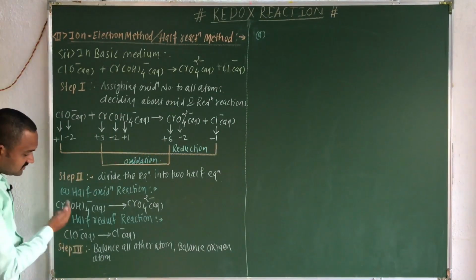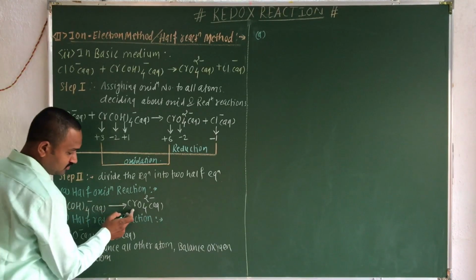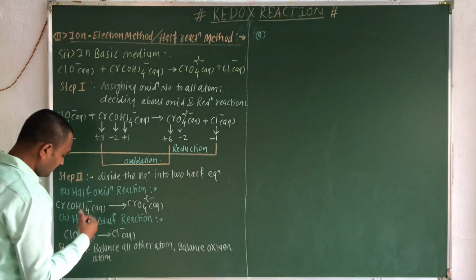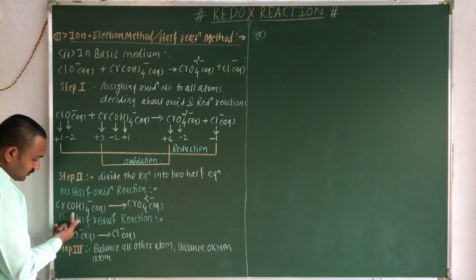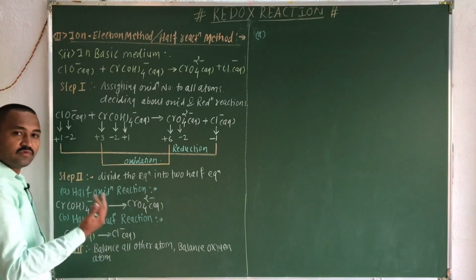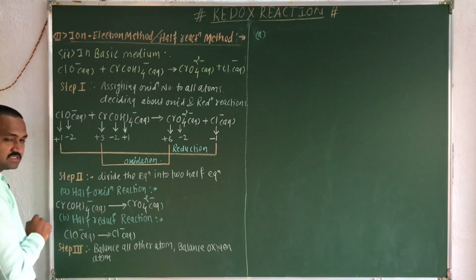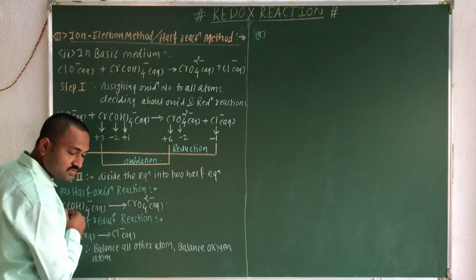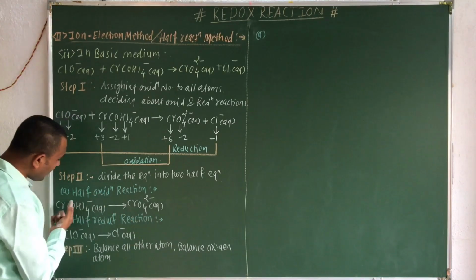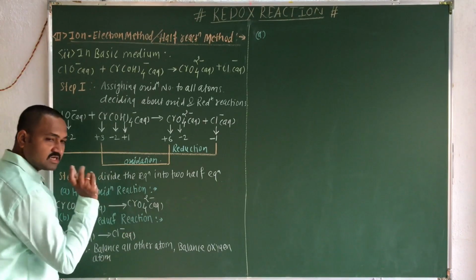Now let us observe step number three. Here there is one chromium, so no need to balance, both are equal. Here there is one chlorine, both are equal. We don't have to balance oxygen and hydrogen before balancing the other atoms. Now we can balance the oxygen atoms. Four times O gives four oxygen atoms, and here also there are four oxygen atoms. So in your half oxidation reaction, we don't have to balance the oxygen atoms either.